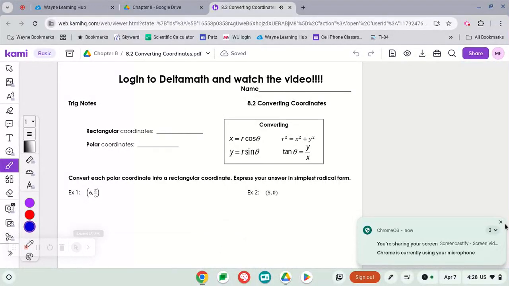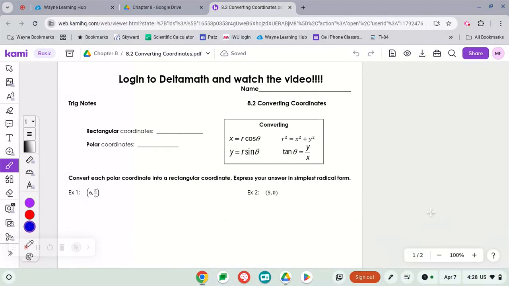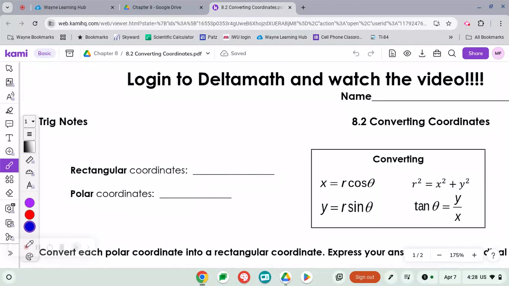All right, good morning and welcome. Today we are going to talk about how we convert between rectangular coordinates and polar coordinates.